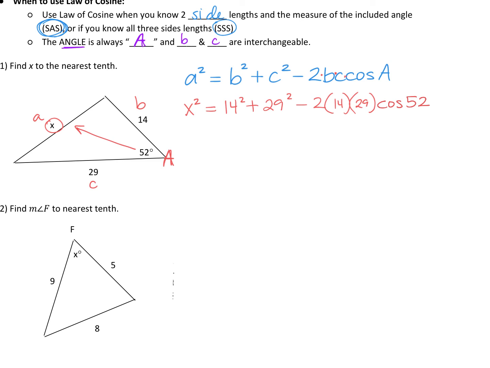So if you're going to do it as a square root right away, plug it in with the whole thing. Here's my recommendation. If I were you, I would plug this into your calculator. So plug that in right now: 14 squared plus 29 squared minus 2 times 14 times 29 times the cosine of 52. And you don't have to do the parentheses. You can say 2 times 14 times 29 times cosine 52. That's fine.